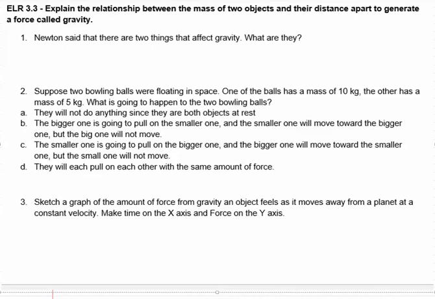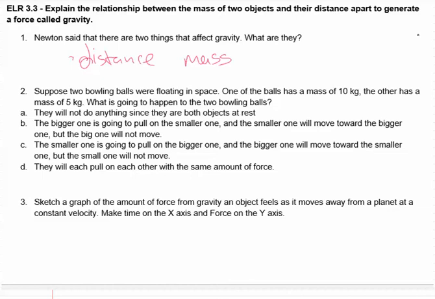Newton said that there were two things that affect gravity, and they are distance and mass. Basically, the way that it works is the more mass there is, the more gravity you will be experiencing. So if you are standing on a large planet, you're going to feel more gravity than if you are standing on a very small planet.